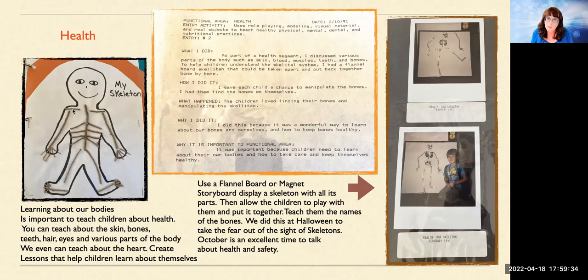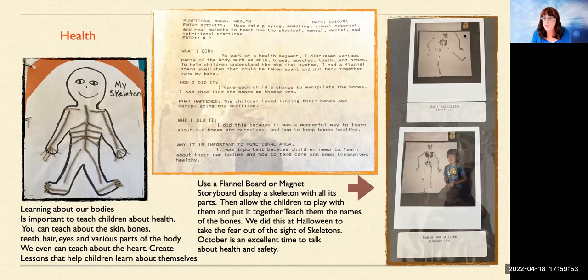You can also teach them about their skin that covers their bones, their teeth, their eyes, their hair, and you can talk about various parts of the body and talk about keeping it safe and healthy. It's important to start addressing health at this early age.